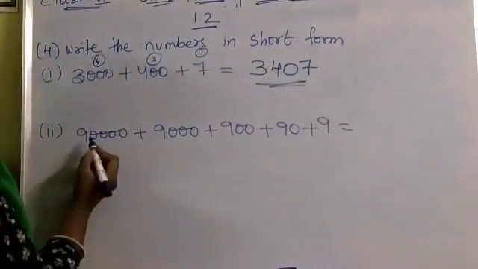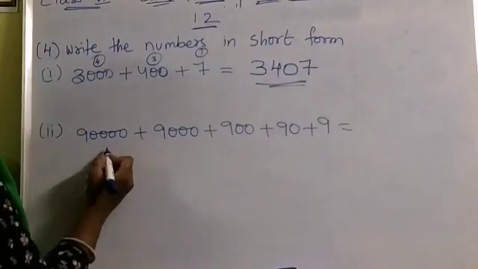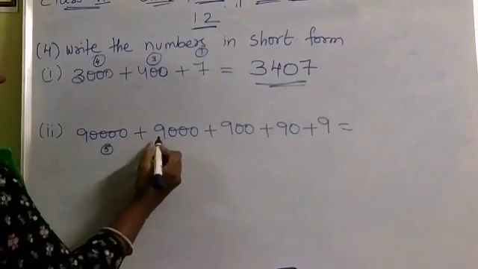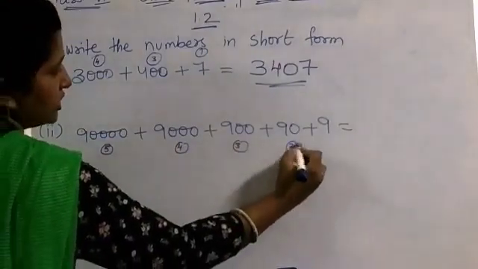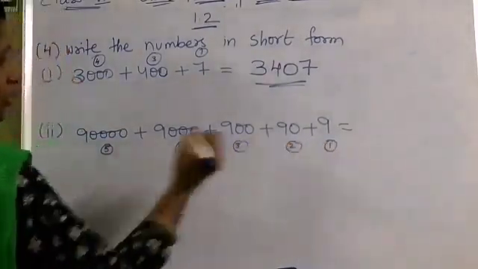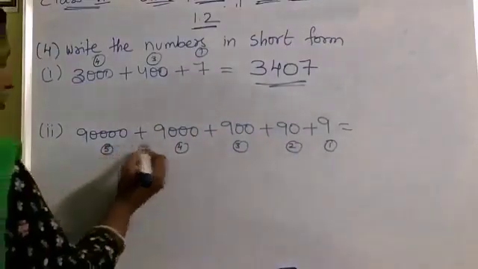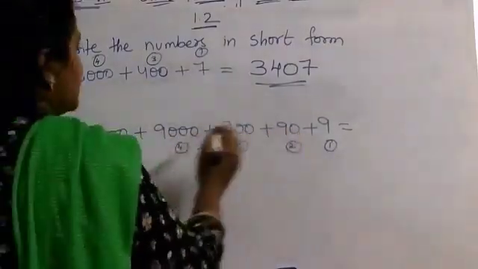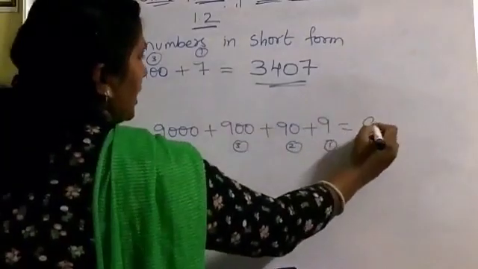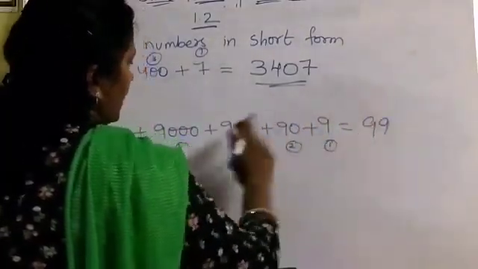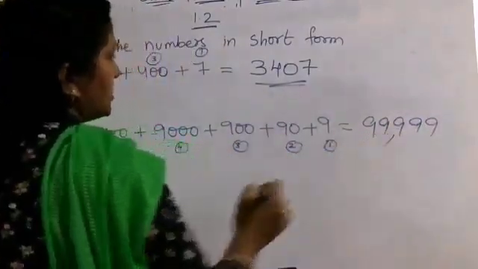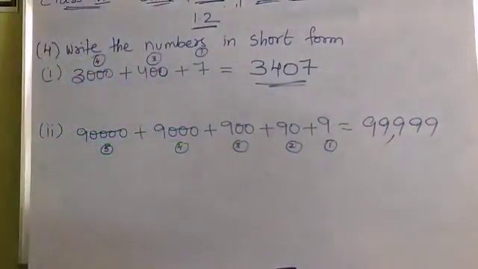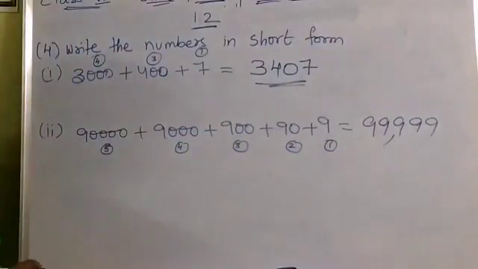Coming to this one, how many digits are there? 1, 2, 3, 4, 5. This is 5 digit number. Coming to this one, 4 digit. Next 3 digit, 2 digit, 1 digit. Here nothing is missing. Now how you write this is, what is the first number? 9, 9, next 9, 9, 9. This is the answer, 99,999. This is how you write in short form.